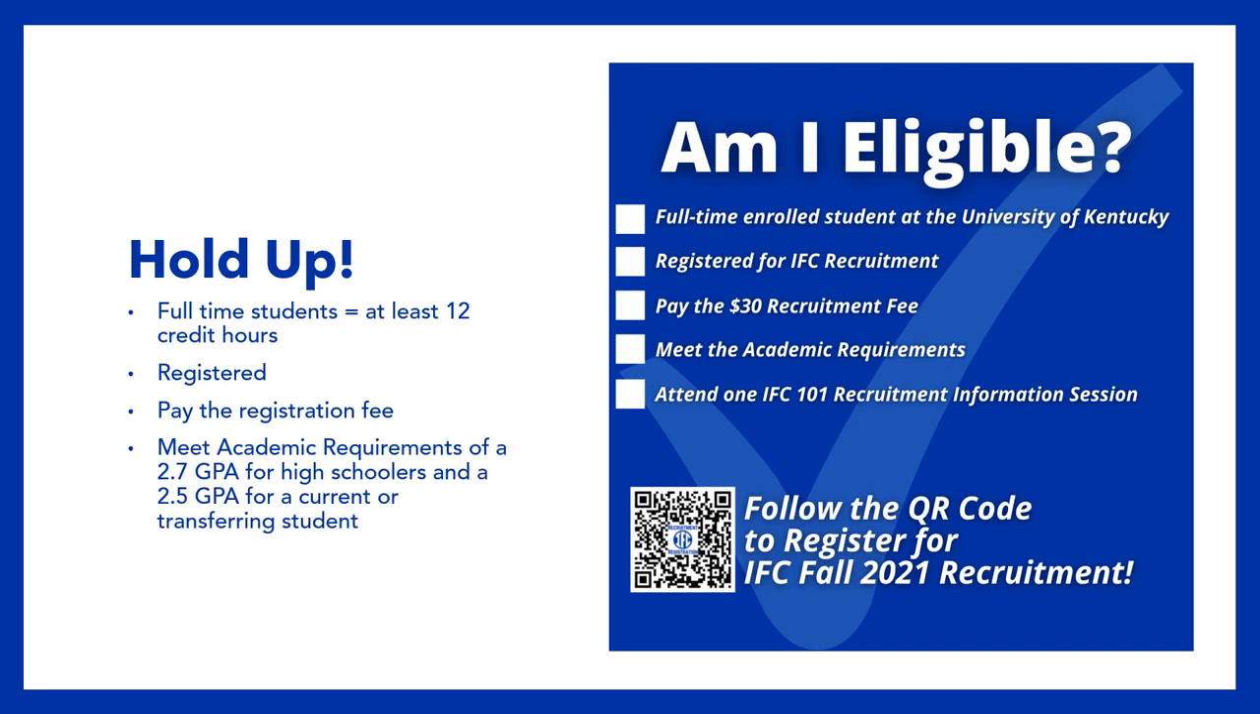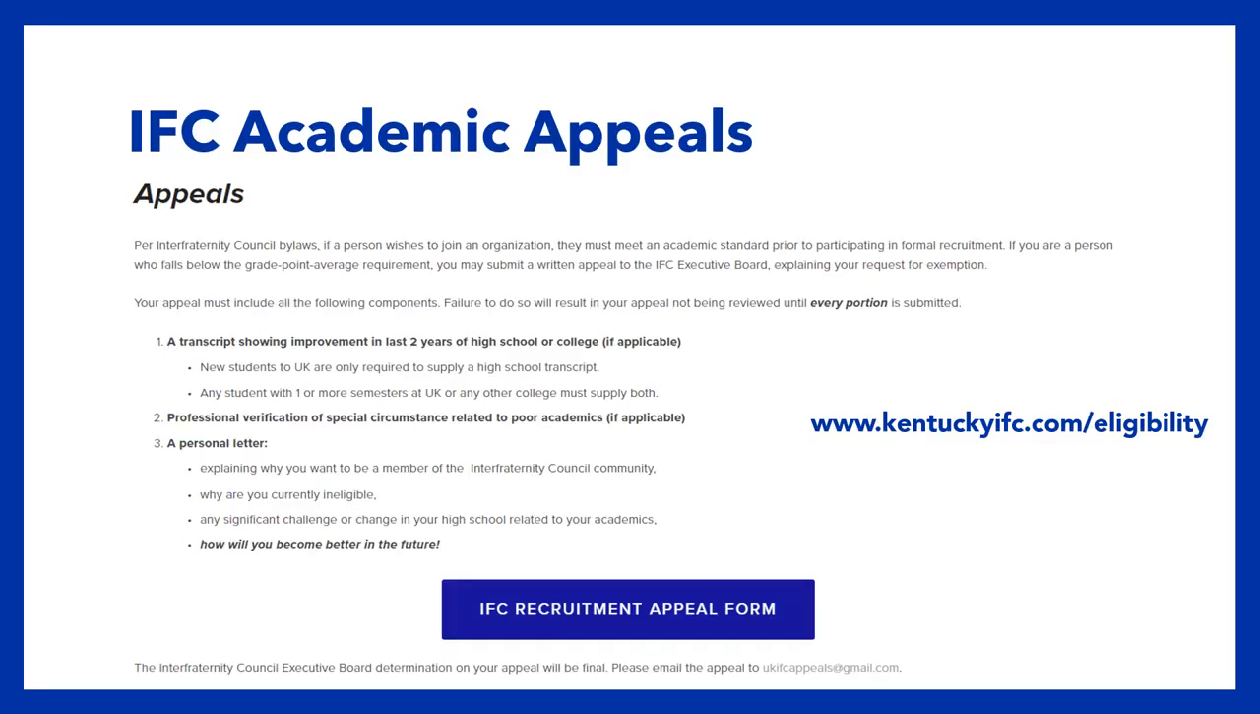Meet all academic requirements, meaning you have to have a 2.7 minimum GPA if you're coming from high school, or a 2.5 GPA if you are a current UK student or transferring from another college. And the final requirement is to attend one of our IFC 101 info sessions. These sessions will be held in person and cover fraternity membership and recruitment information.